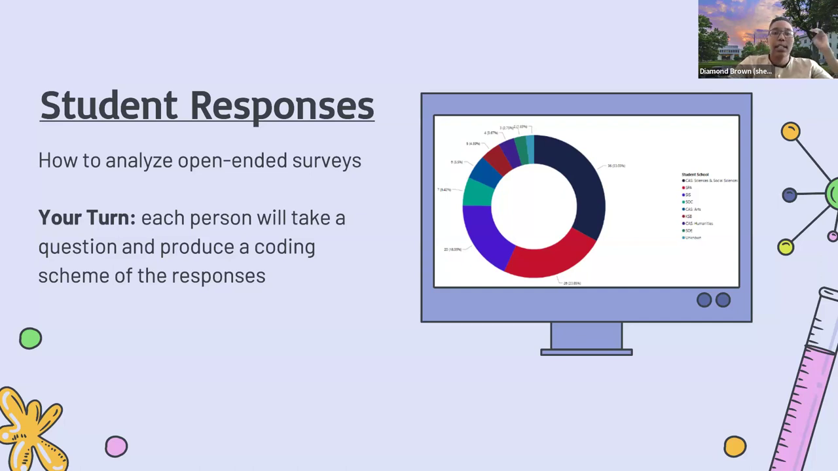You're going to take one question. Each one should be assigned. I tried to look at all the attendees that we already have. You're going to code one question, and there are 13 students. So basically just try to look at all of the responses and begin to group them together so that we can see what patterns or trends may be emerging amongst the students and how they're connecting to those learning outcomes.